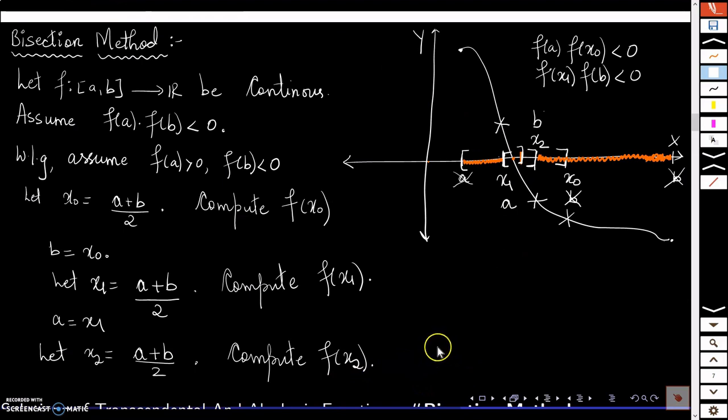So I'll end the video here. I have explained the idea behind the bisection method, and in the next video I will be solving 1 or 2 examples demonstrating how you actually find the approximate root in bisection method. All right.